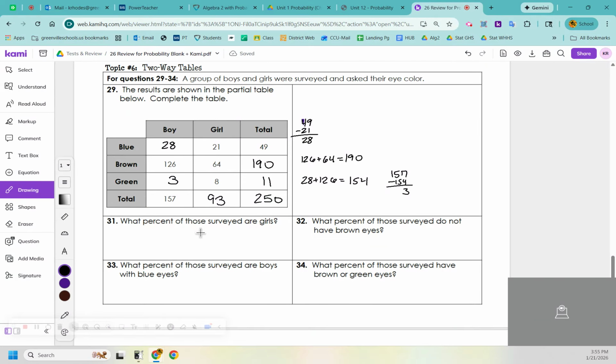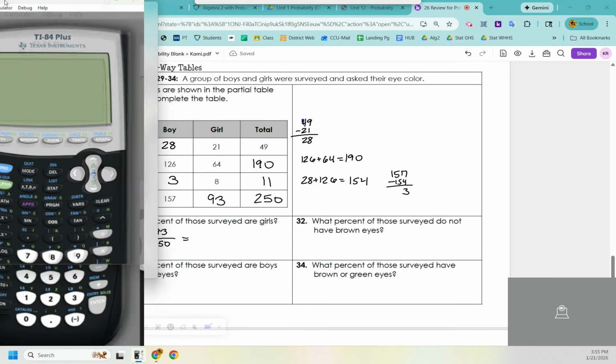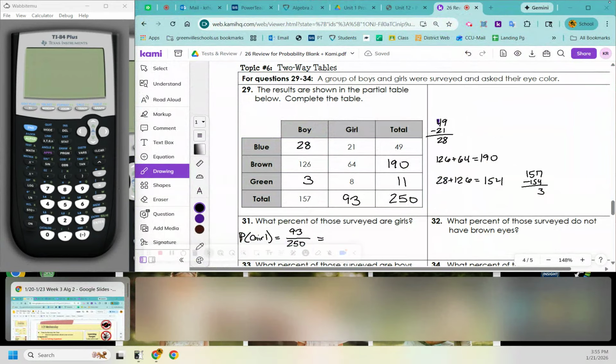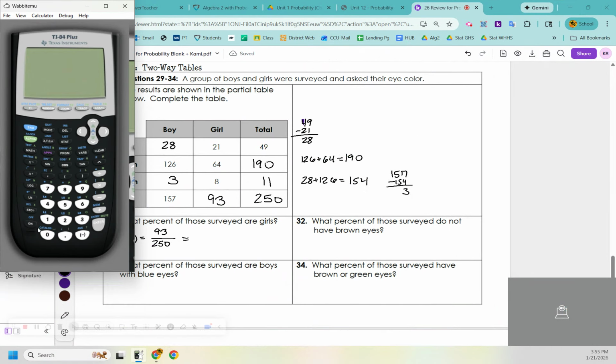So what percent of surveyed are girls? So what is the probability that they're girls as a percent? So there are 93 girls out of 250. So in the calculator, I want to do the full screen. 93 divided by 250 times 100 is 37.2%.